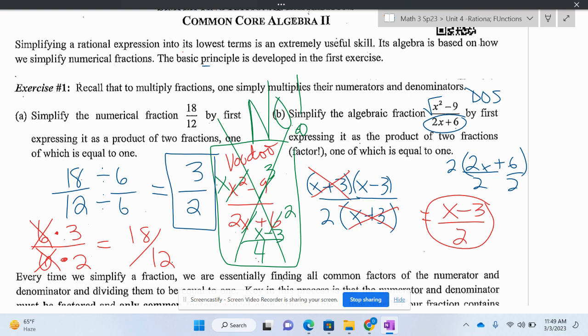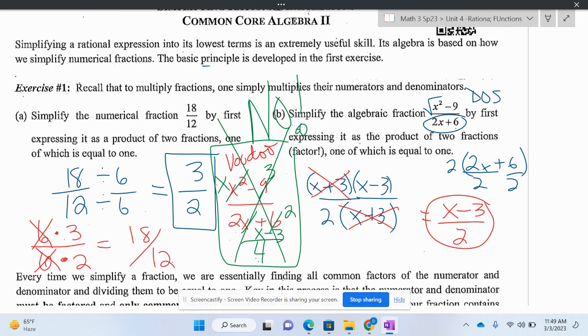You can simplify expressions when they're joined by multiplication. You cannot simplify expressions when they're joined by addition, right? You can't just take part of this. You can't just pull a 2 out of this side. You'd have to pull a 2 out of both terms because they're joined by addition.